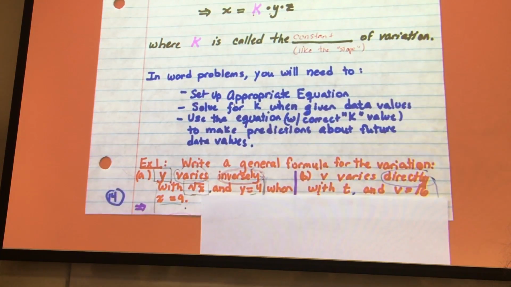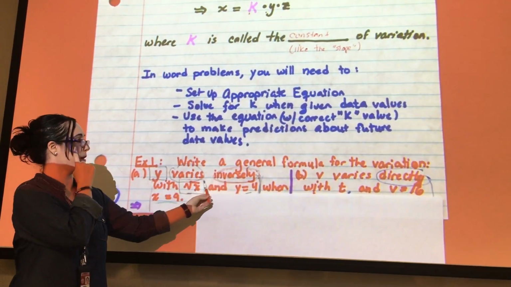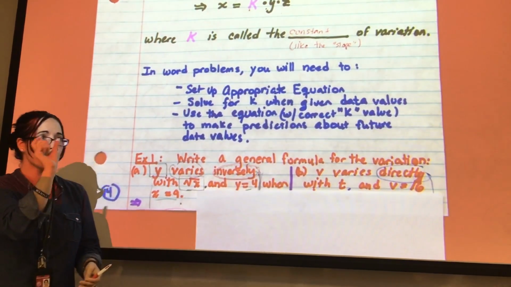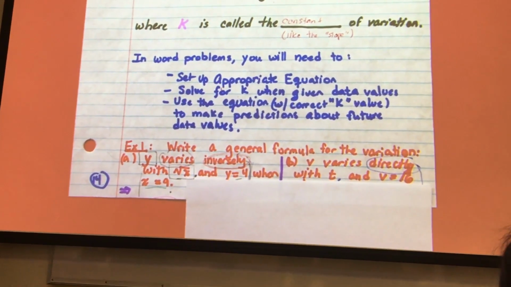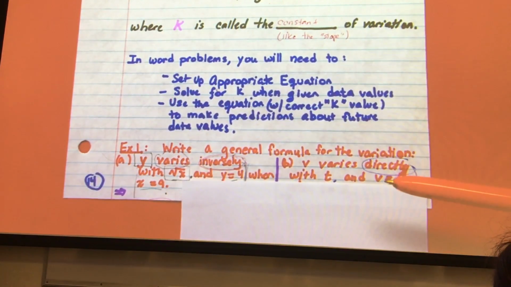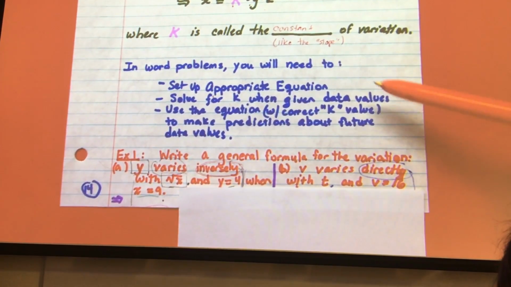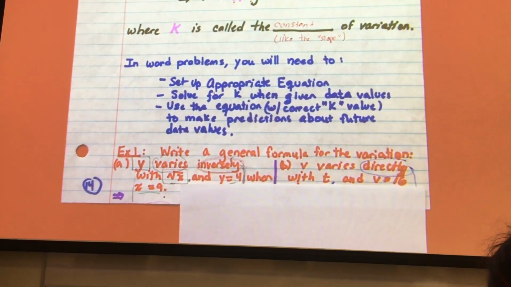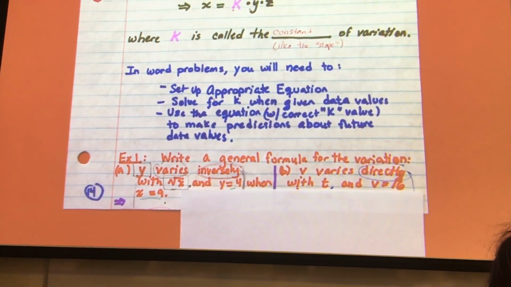I recommend you read really carefully for words like varies inversely, varies directly, or varies jointly. Look for words like that, okay? Once you've found the appropriate word, inverse, direct, or joint, you can set up the appropriate equation. So you'll either put them on the same line or you put them on opposite lines, won't you? The two quantities or the three quantities.